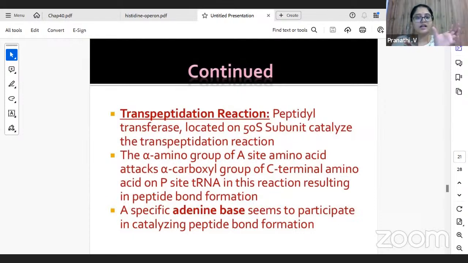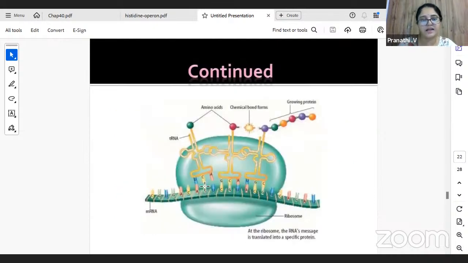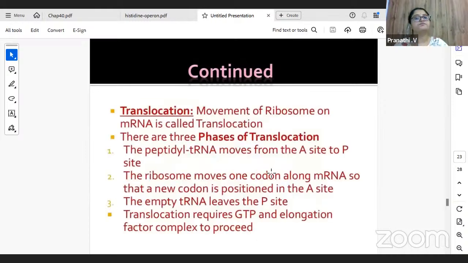And you have a specific adenine base that is going to catalyze, based on what kind of peptide is present, so that respective adenine base will come and act. So the amino terminal and carboxyl terminal act to form the peptide bond, because of which you have a growing peptide chain. So this is the 50S subunit, 30S subunit, mRNA, and tRNA coming along with the anticodons. This is in the 5 prime to 3 prime direction. This is in the 3 prime to 5 prime direction.